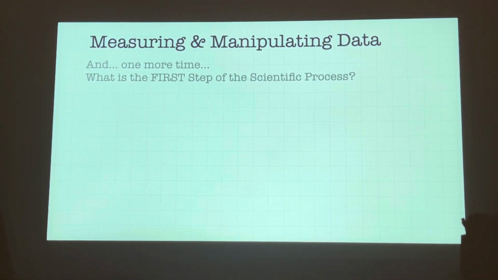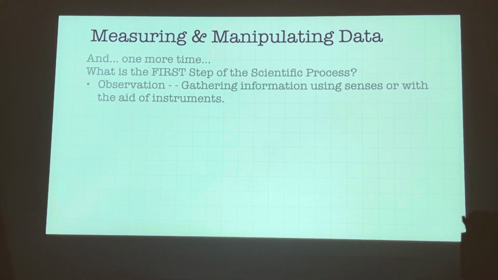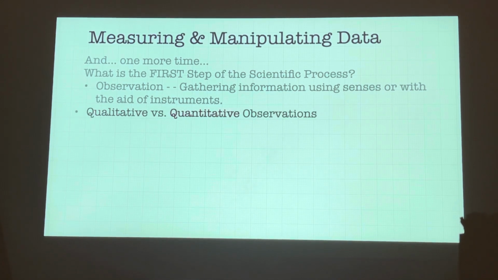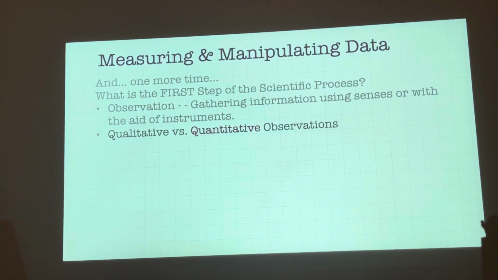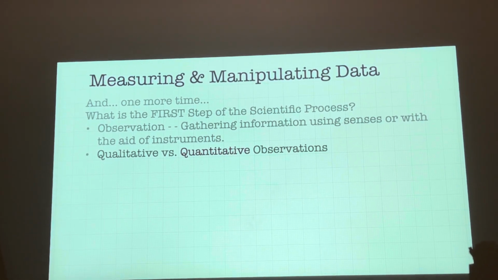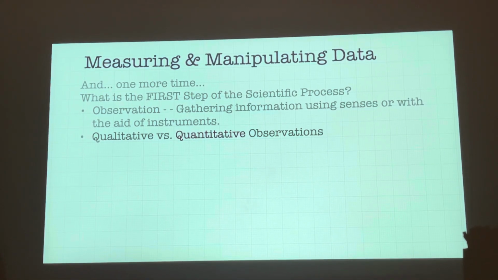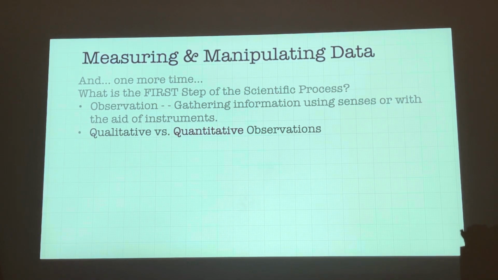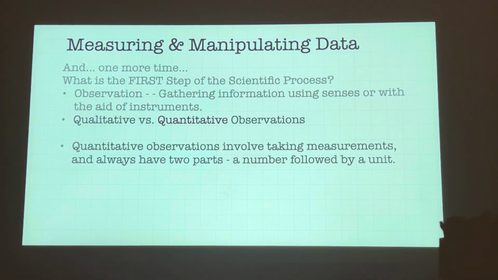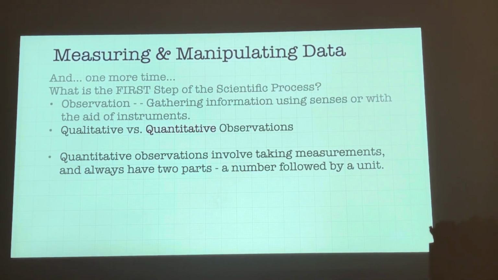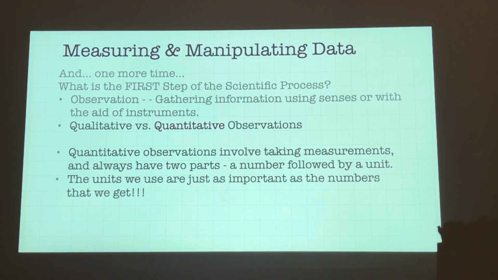What is the first step of the scientific process? Observation, gathering information using senses or with the aid of instruments. So again, we've talked about qualitative versus quantitative observations. Quantitative observations involve taking measurements, and measurements always have two parts, a number followed by a unit.